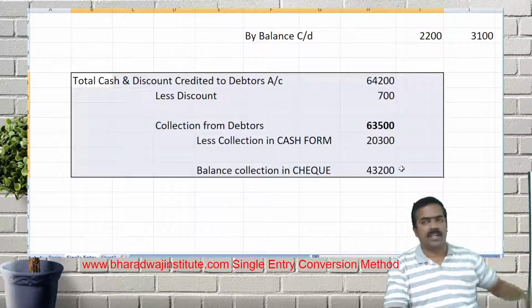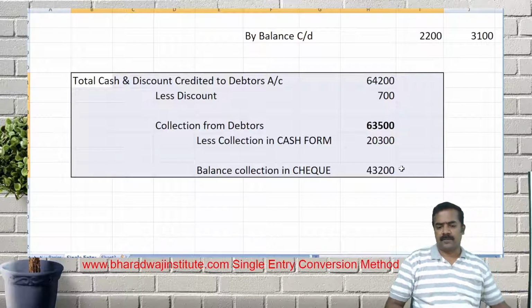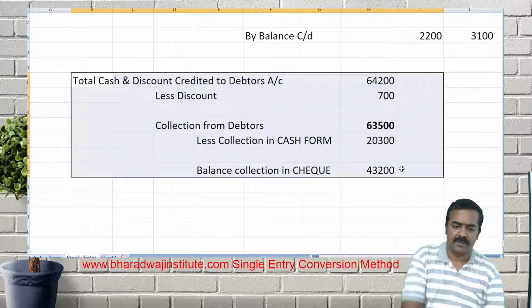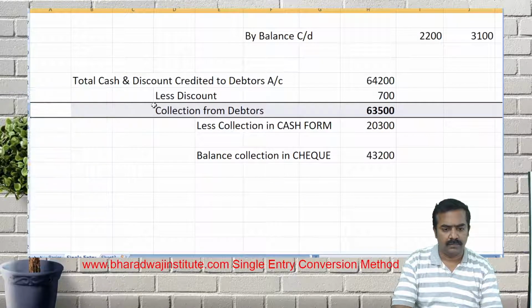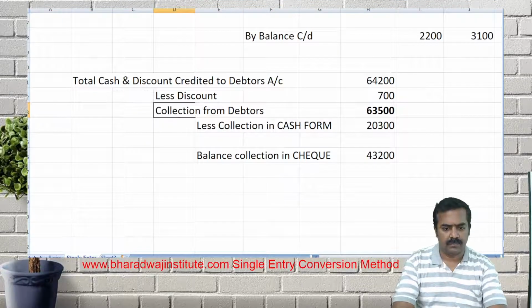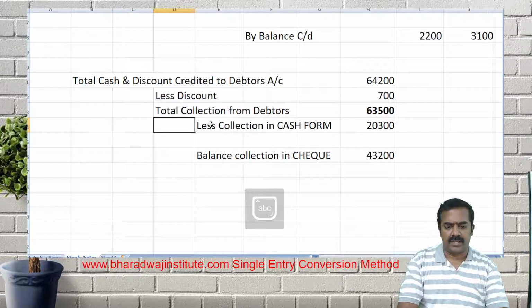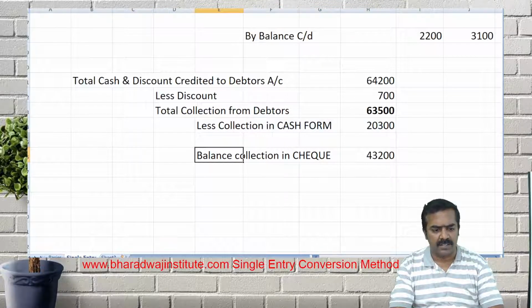Maybe after the cash or bank account, leave about 4-5 lines gap. Take this and proceed. Probably it's like a verification also for us. Cash collection from debtors 2,300. Out of the total collection, cash collected is 20,300. Balance in what? Check form.